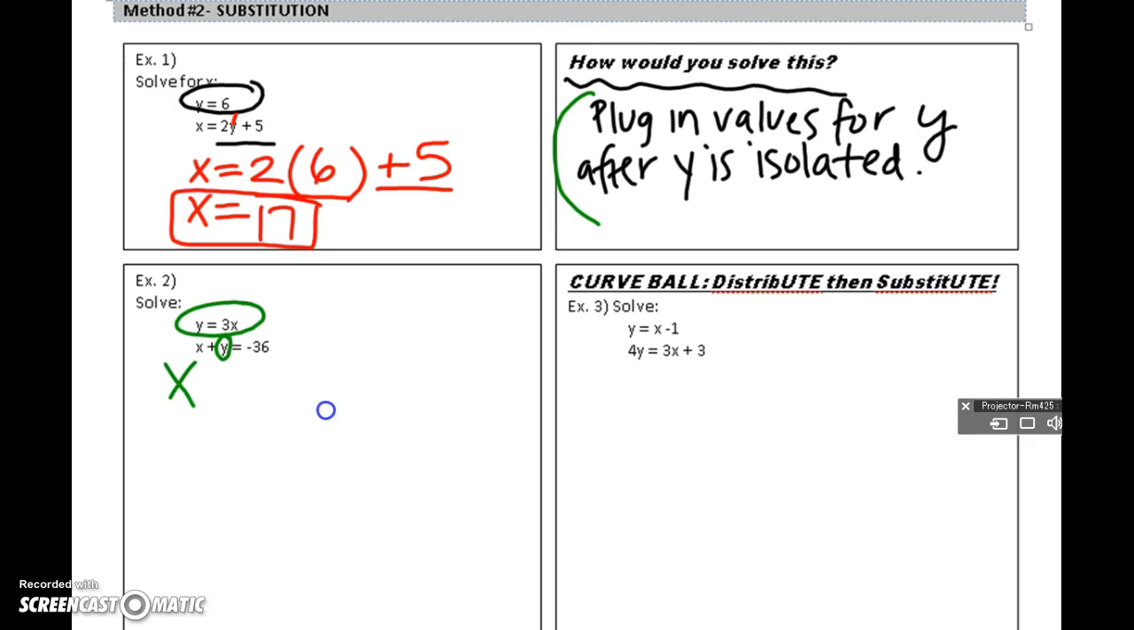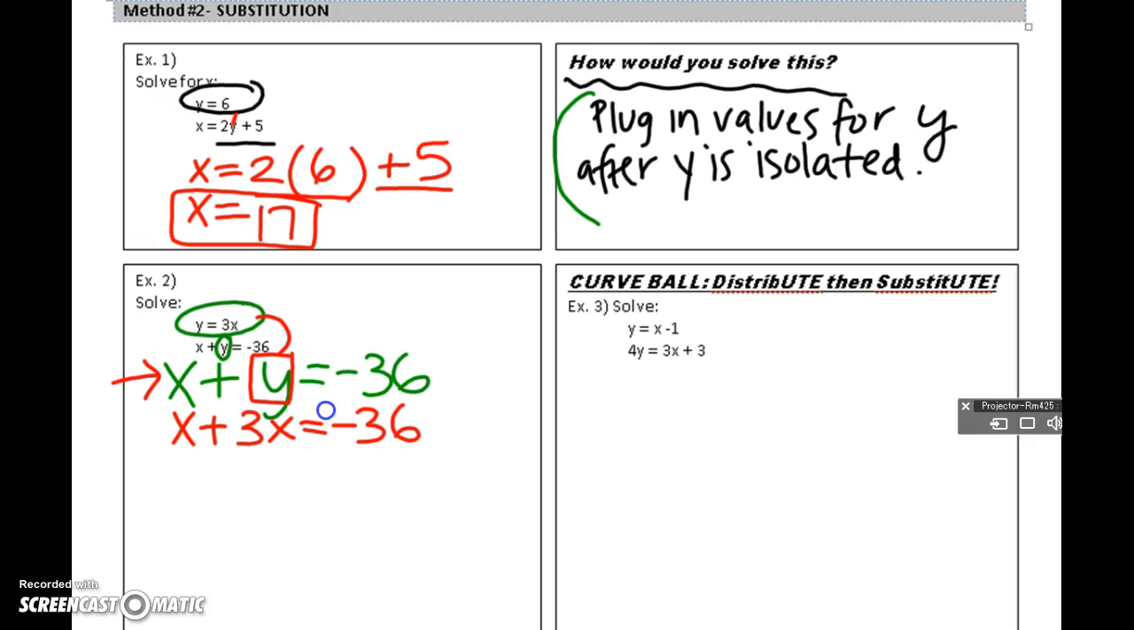So now this y in the second equation can be changed to a 3x. If I rewrite this, I have x plus y equals negative 36, but instead of the y, I'm going to substitute 3x. So x plus 3x equals negative 36. This is exactly what I want because now, instead of having two variables, I only have x's. I only have one variable, so I can solve. x is like a 1x, plus 3x is 4x, equals negative 36. Divided by 4, x equals negative 9.